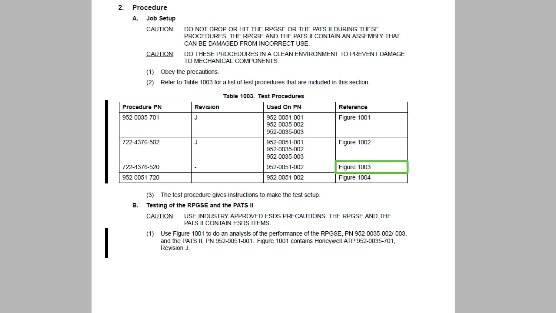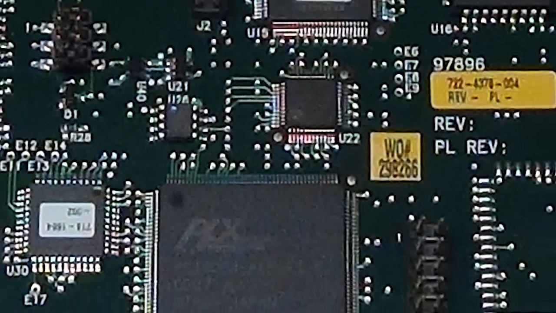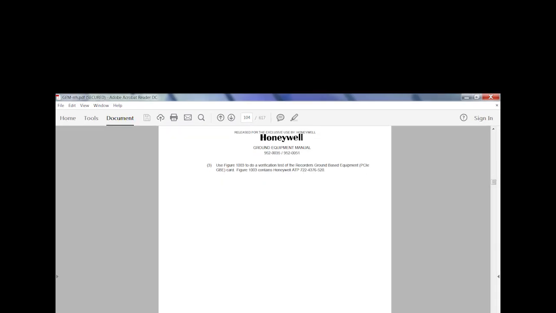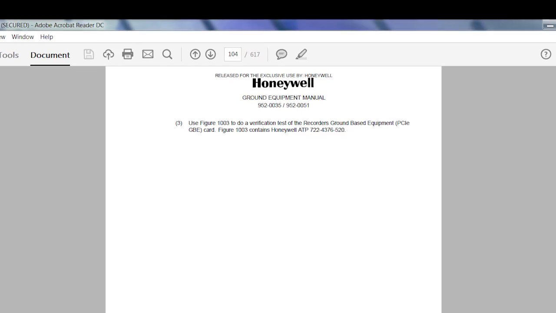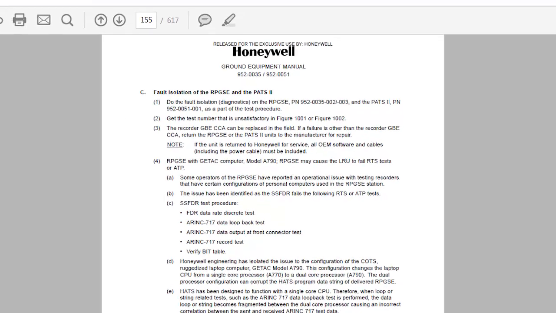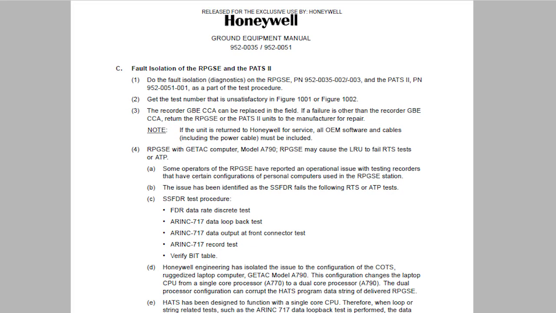Figure 1003 is the factory configuration setup and test for the GBE card. The GBE circuit card has already been configured and tested in the factory. In this video, we will not be demonstrating these configuration procedures. However, it is recommended the operator be familiar with the GBE configuration if troubleshooting is required at a later date.